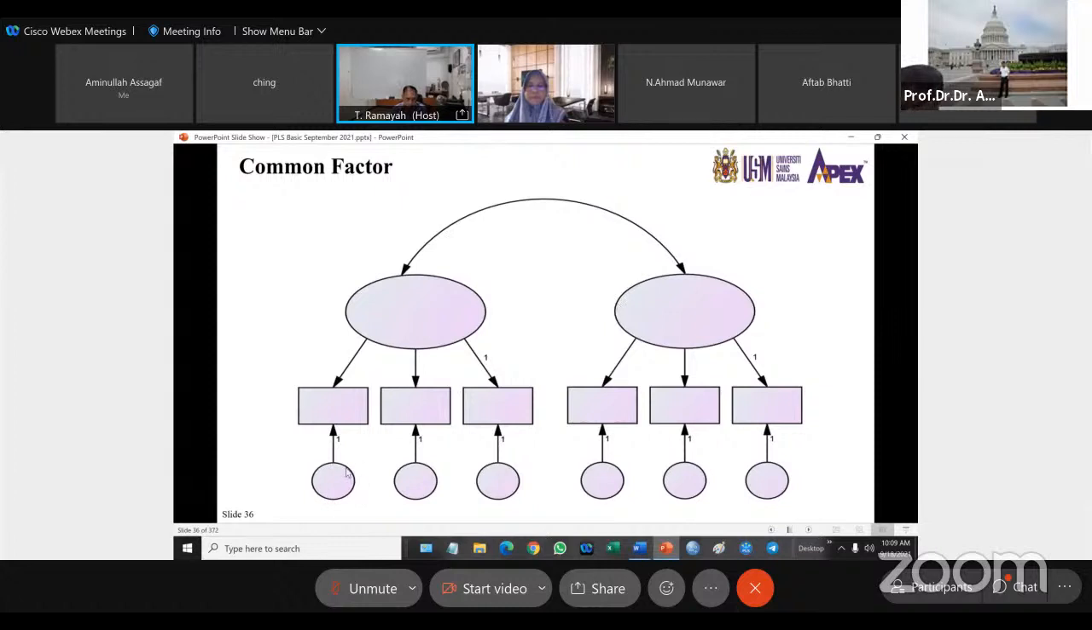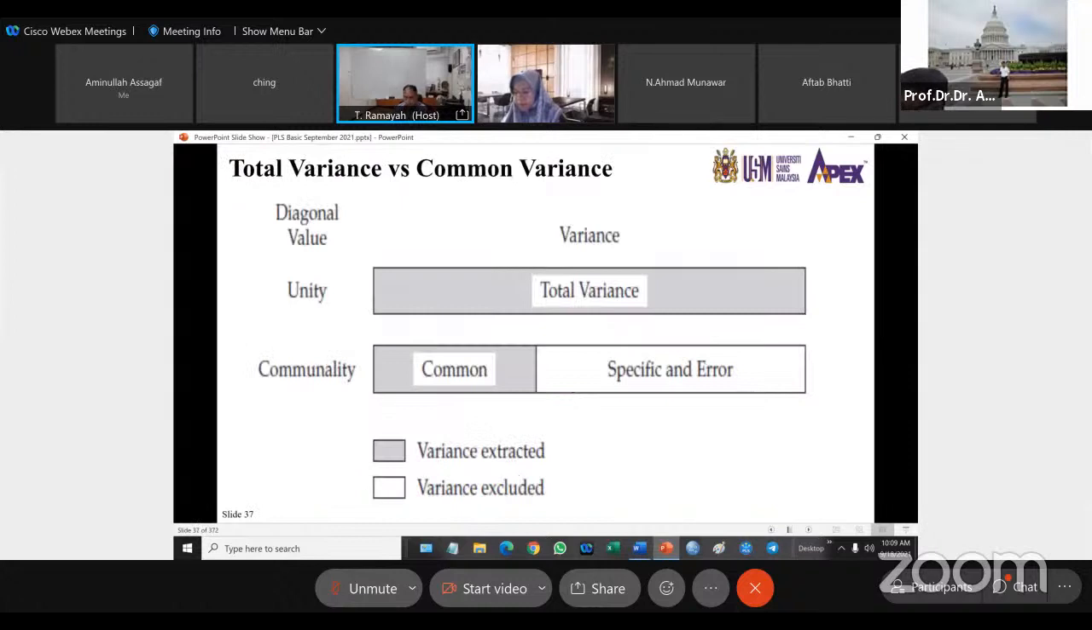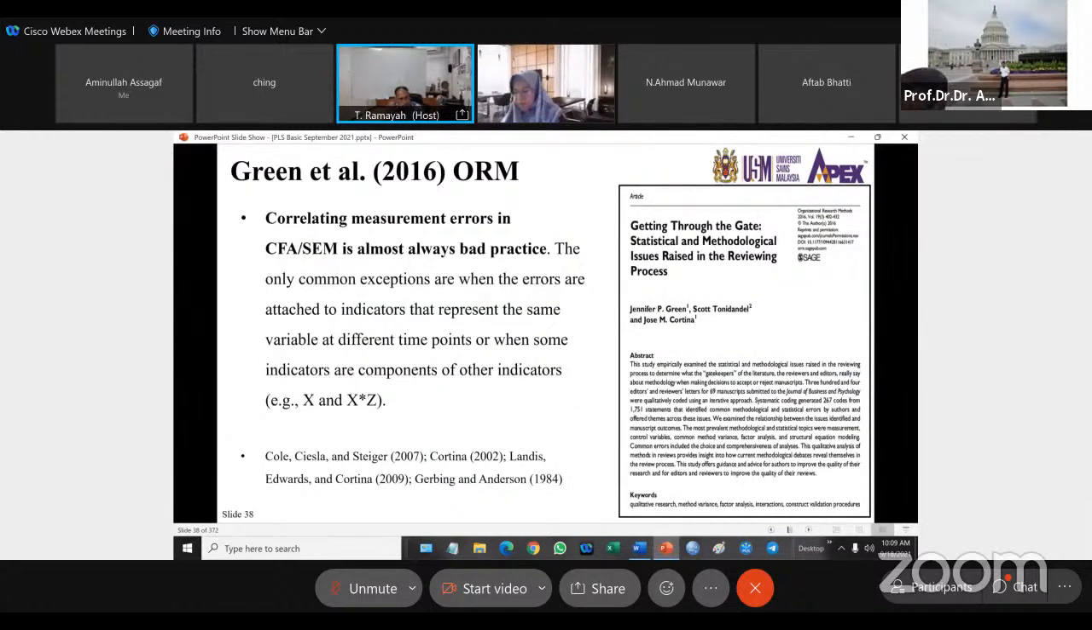Error term of your independent variable correlated with the variable from the dependent variable. That doesn't make sense at all theoretically. But still people are doing it because the software gives you some suggestion. Okay? So these are some of the literature that tells you you should not be doing that. And this is a paper that you should read carefully. By Green et al. in 2016 in a journal called Organizational Research Methods. And what they wrote here is correlating measurement errors in CFA-SEM is almost always bad practice. Okay? And this is what everybody is doing, right?